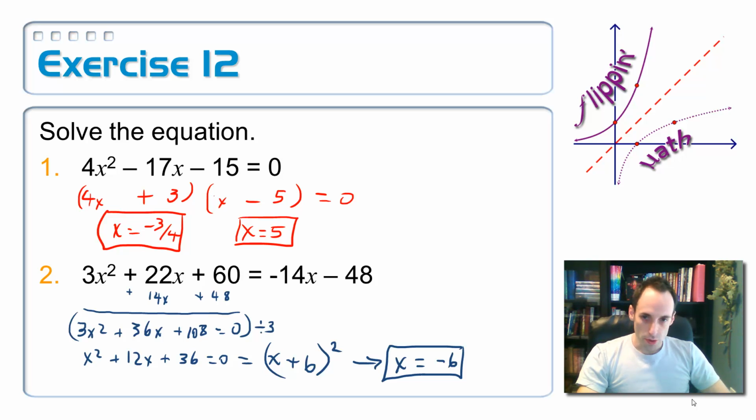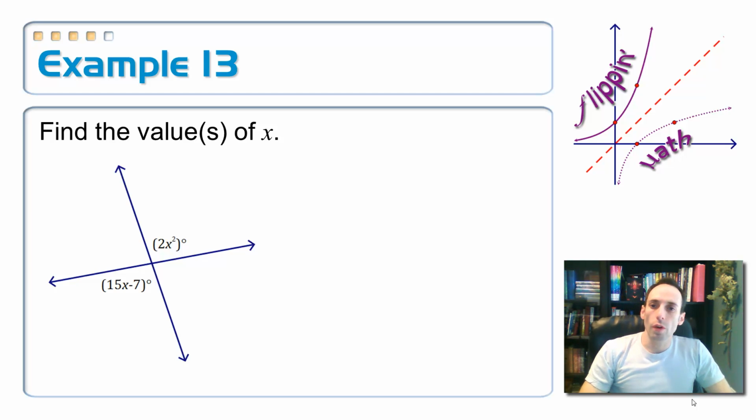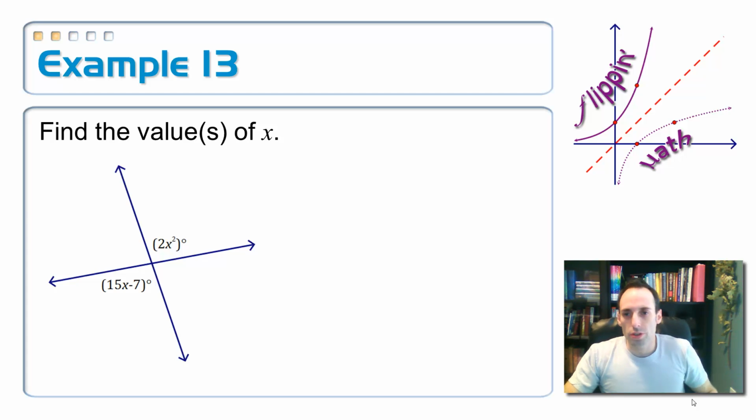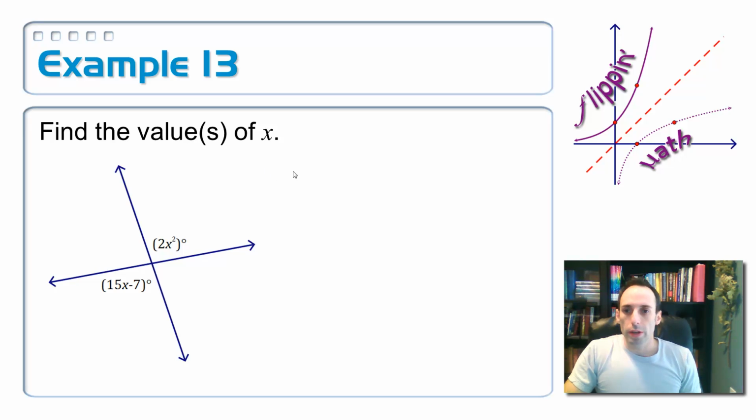Okay. So you ready for some geometry? So find the value or values of x. What I have in the picture here, two intersecting lines, those are vertical angles. What's the relationship between vertical angles? They're equal to each other. So these two angles, whatever they are, have to have the same measurement. So I'm going to write 2x squared is equal to 15x minus 7. Right? Those two angles are equal to each other.